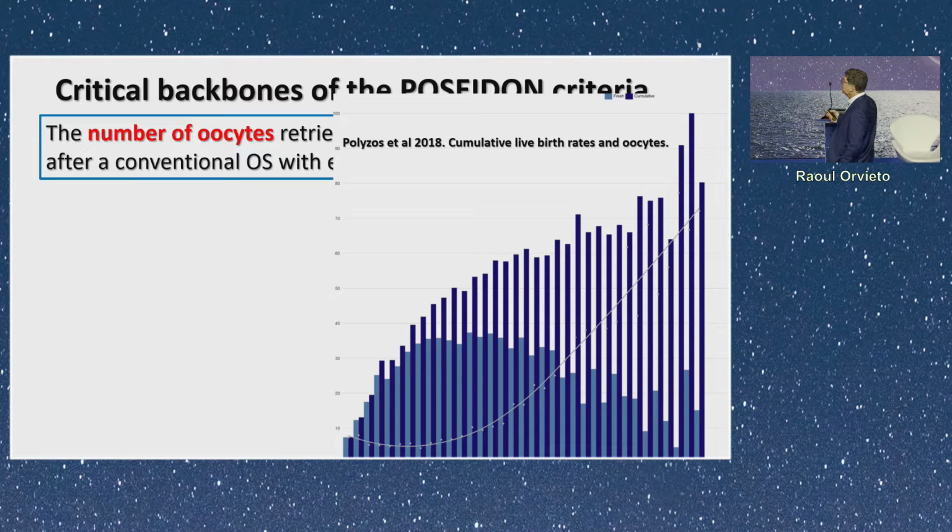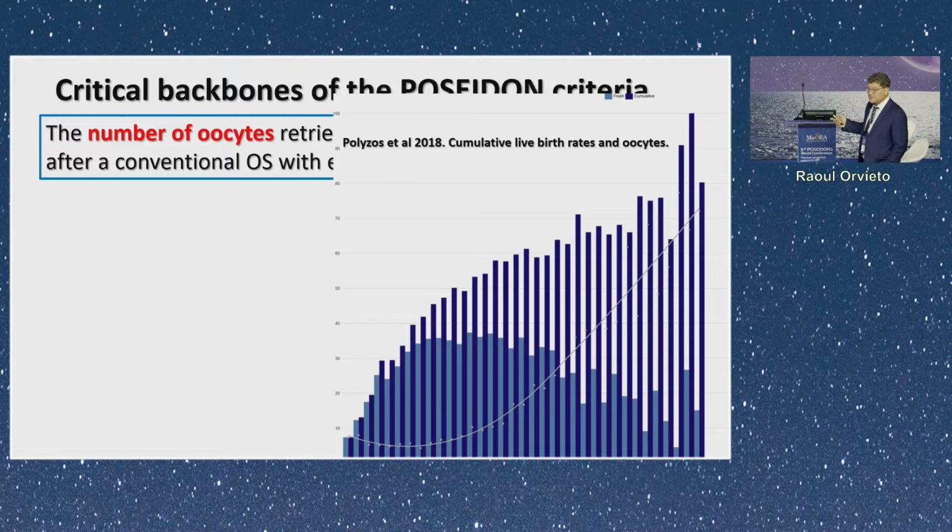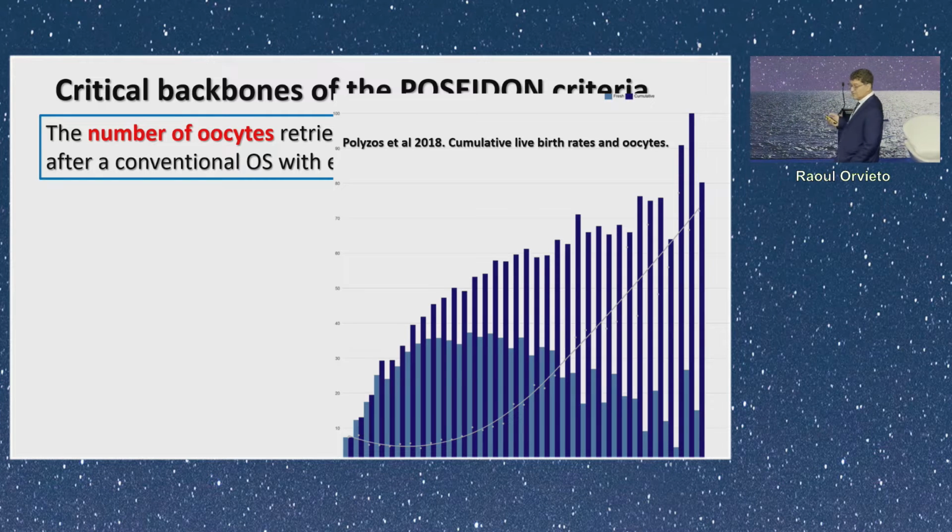This is per fresh embryo transfer. These are the same results that were presented by Shesh Sunkara. And here they also presented the cumulative live birth rate, and you can see here that as more oocytes are retrieved, the live birth rate increases. So this is the first backbone, the number of oocytes retrieved.